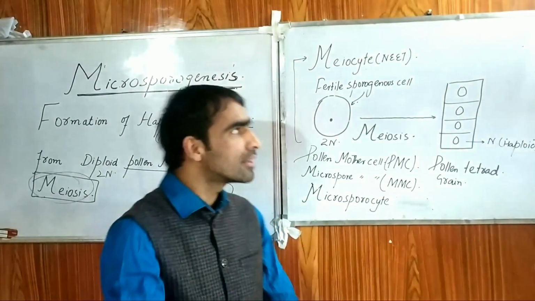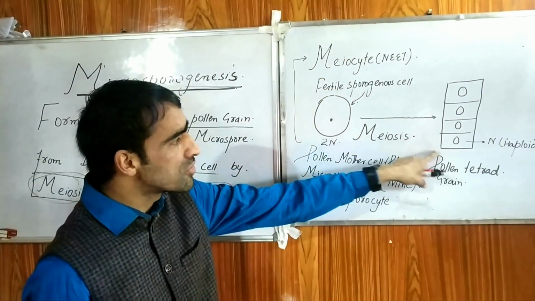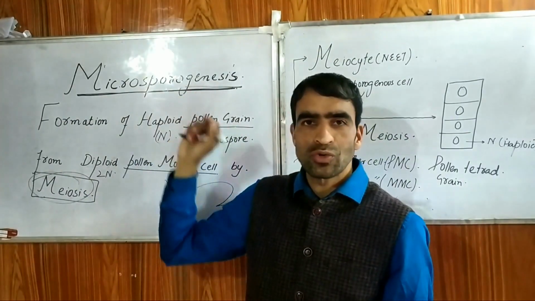The cell inside which meiosis occurs is called a meiocyte. Formation of the pollen grains from these pollen mother cells involving meiosis, that is called microsporogenesis.